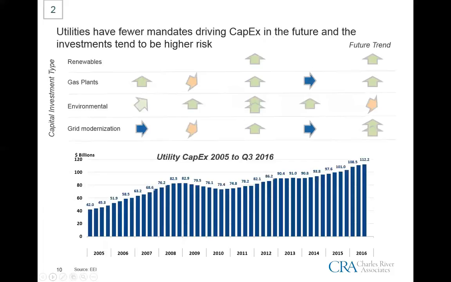Moving to the next slide. So focusing on the second driver, as I mentioned earlier on, which is this switch from mandatory to discretionary capital, and then also to higher technology and maybe greater risk capital. So this graphic on the bottom shows utility CapEx from 2005 to 2016, so $110 billion roughly. And it shows in the top portion here what type of capital investment was happening during these periods and what the trend was generally.